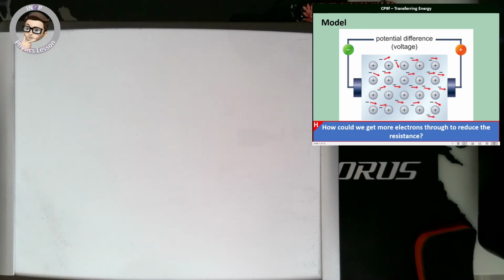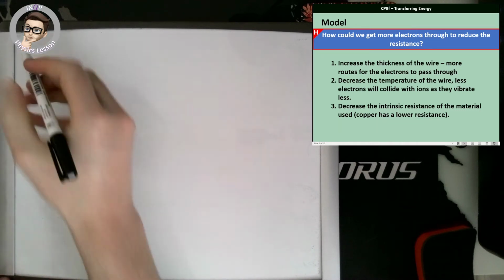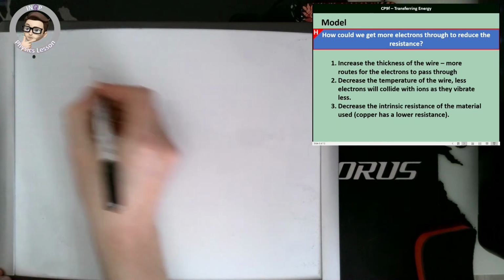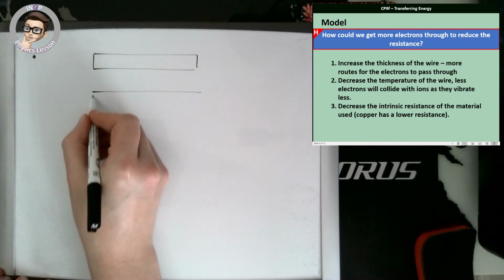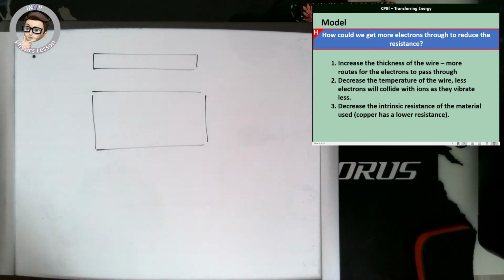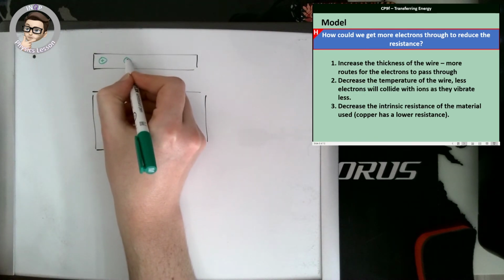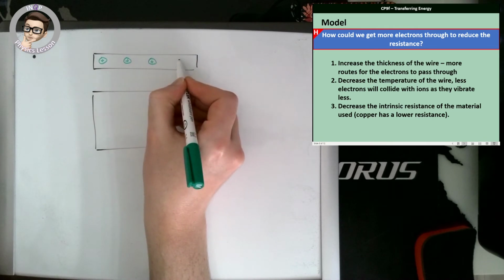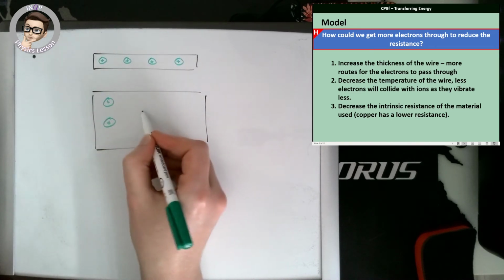Okay, well done. Hopefully you managed to come up with some ideas. Well, let's go through some of the ideas you might have come up with. We could increase the thickness of the wire. If we increase the thickness of the wire, so here's a very thin wire, and here's a very thick wire, and we've still got our ions. I might only have one ion in each of these. Here I might have 2 ions.